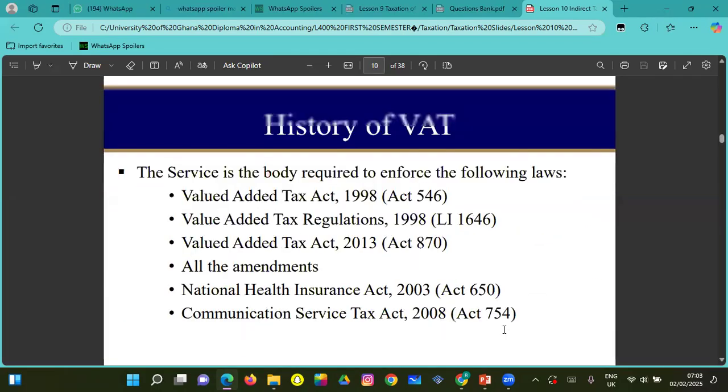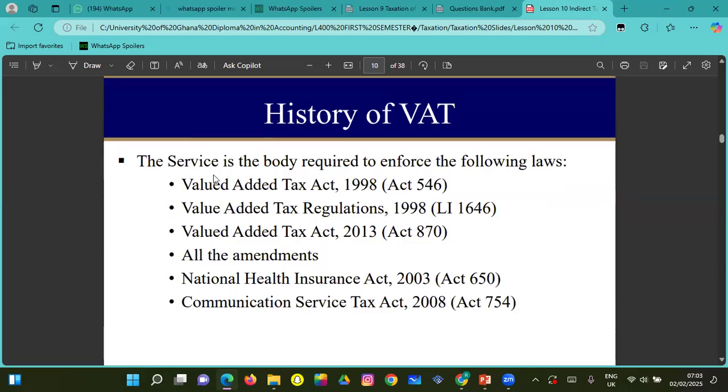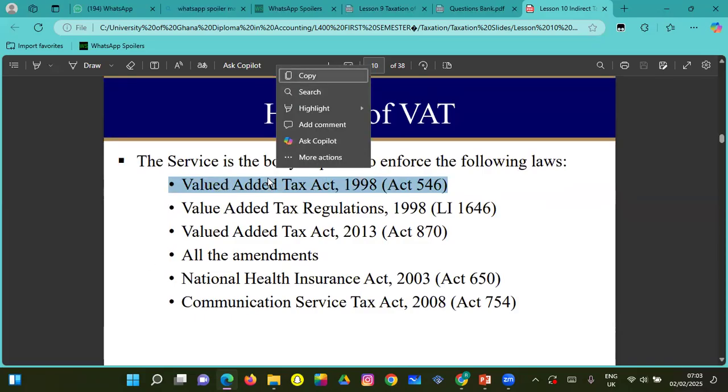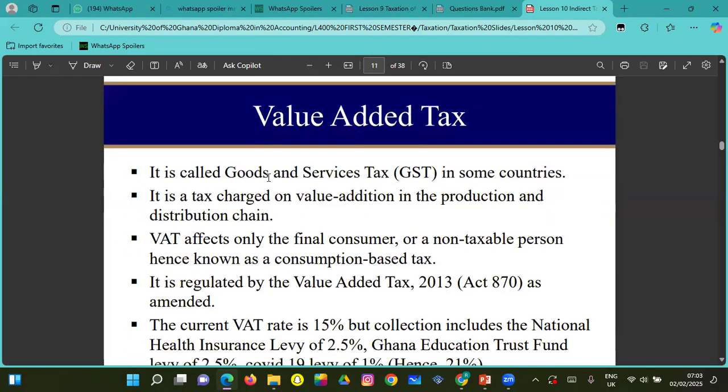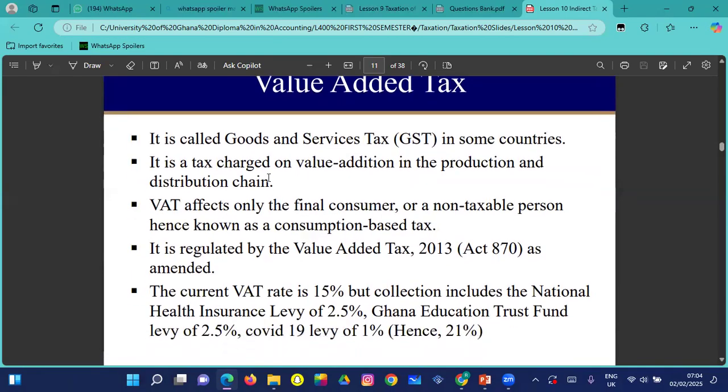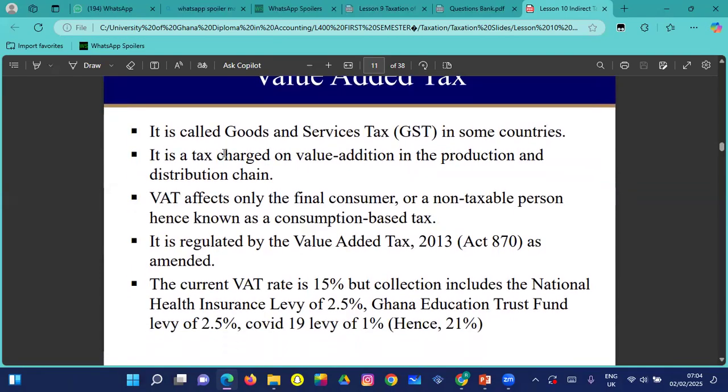So now we are coming to deal with these taxes one by one. We start with value added tax. Value added tax is called goods and service tax, GST, in some countries. So if you know something small about Tally, you were going to use Tally. You had to download the GST plug-in. That was then, but now I'm sure it is automatic. So it is a tax on value addition in the production and the distribution chain.